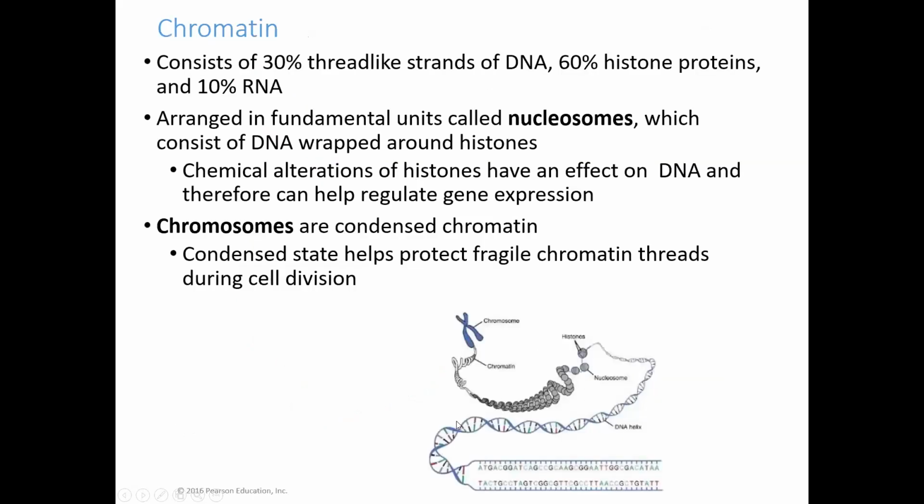So this term chromatin is a mixture of DNA and histone. Histone is protein. The chromatin is 30% DNA, 60% histone, and 10% RNA. It's made up of nucleosomes, which is nothing more than the DNA wrapped around the histones. It's often been described as looking like a candy cane, the way that they wrap around each other.